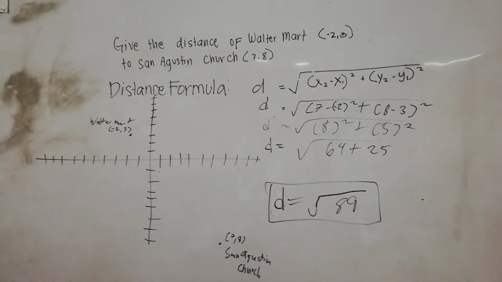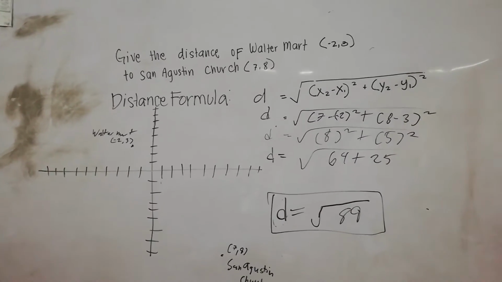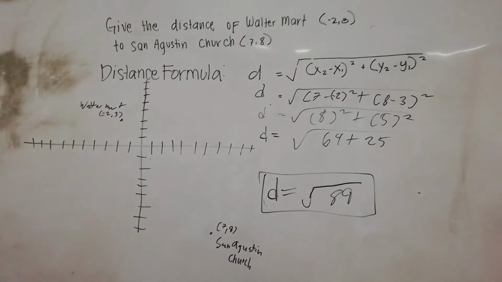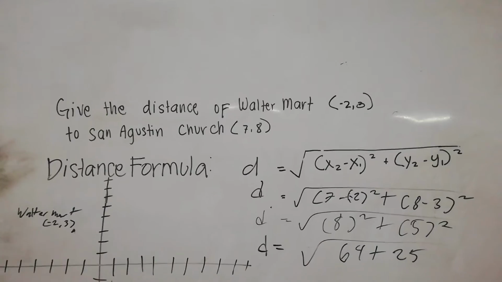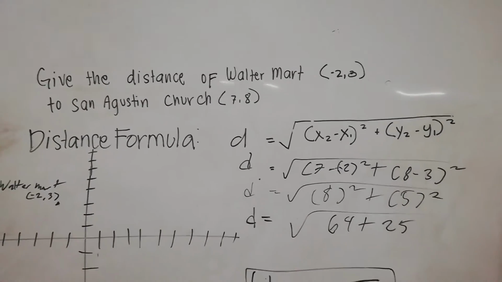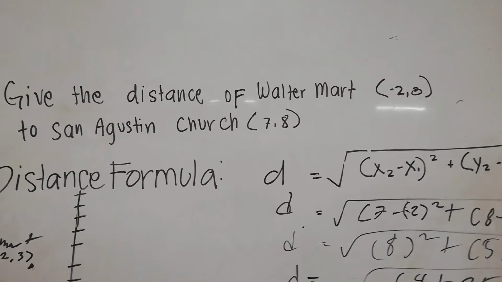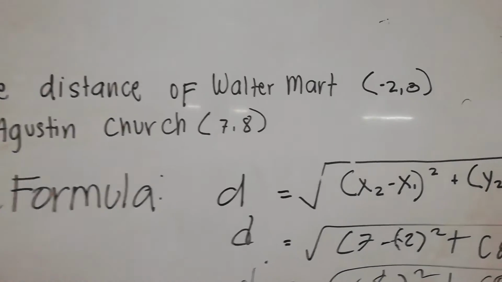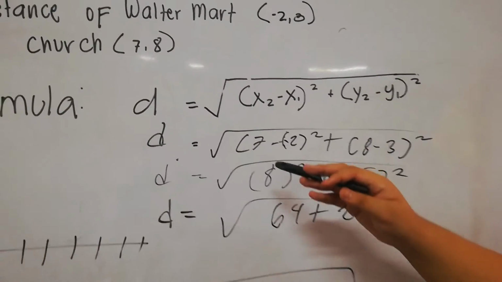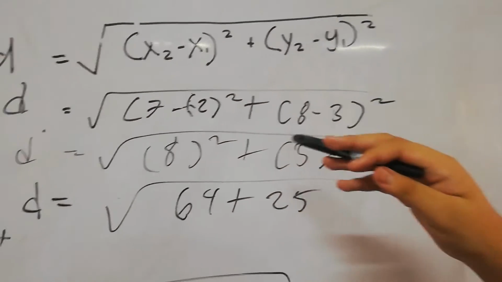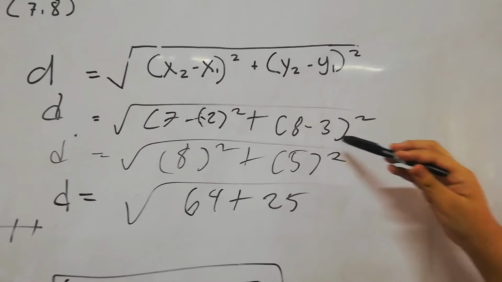The problem is, give the distance of Walter Mart, which is the point -2 and 3, to San Agustin Church, which is the point 7 and 8. Okay, d equals square root of 7 minus -2 squared plus 8 minus 3 squared.